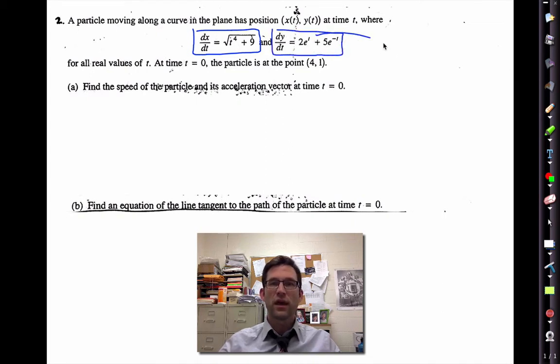In case you can't read it, that's 2e to the t plus 5e to the negative t. It's a little bit hard to read there. For all real values of t, at t equals 0, the particle's at the point (4, 1). So we know where it starts. We've got its derivatives. Letter A should be easy. It says find the speed of the particle and its acceleration vector at t equals 0. I feel like we just did this. So pause the video and see if you can figure that out.